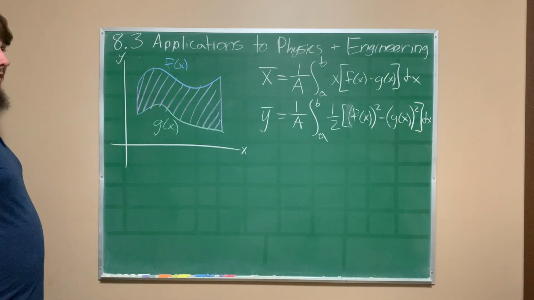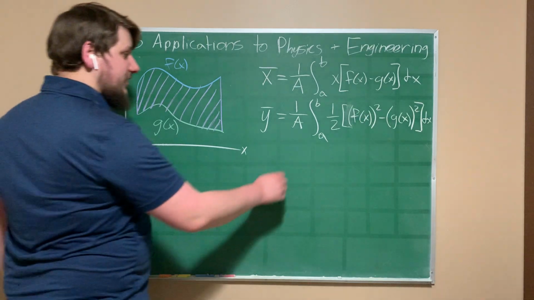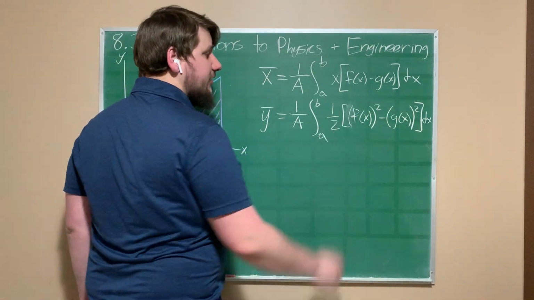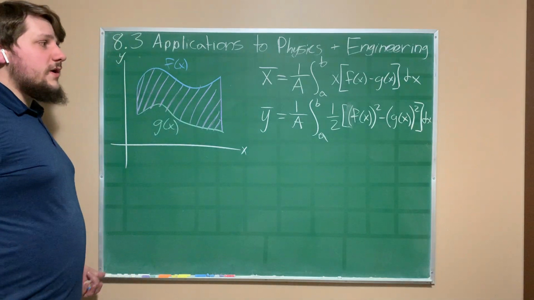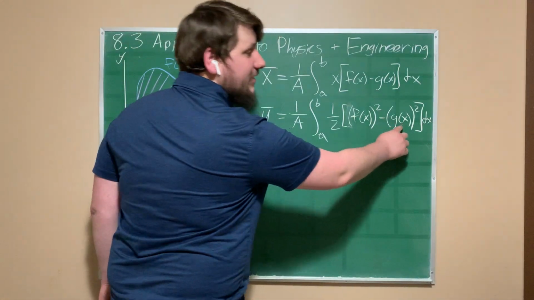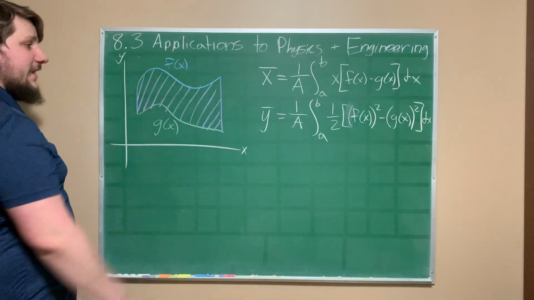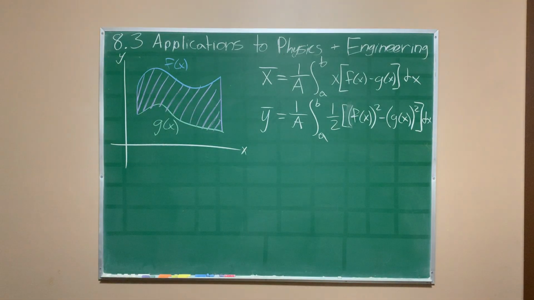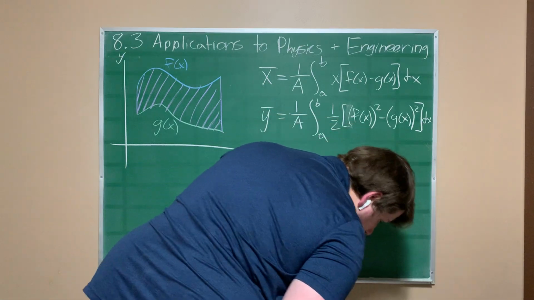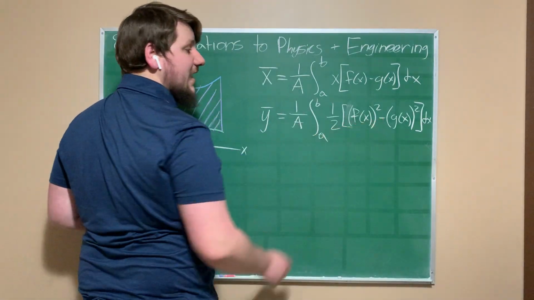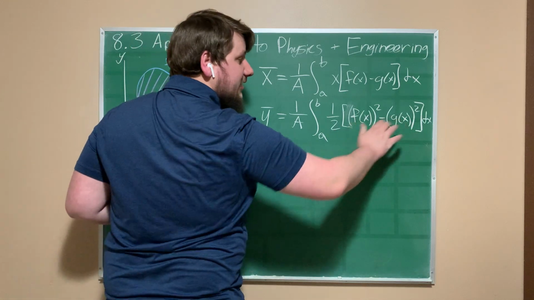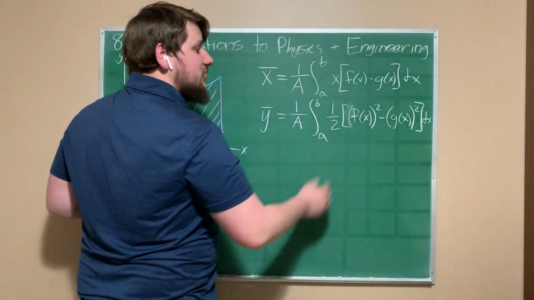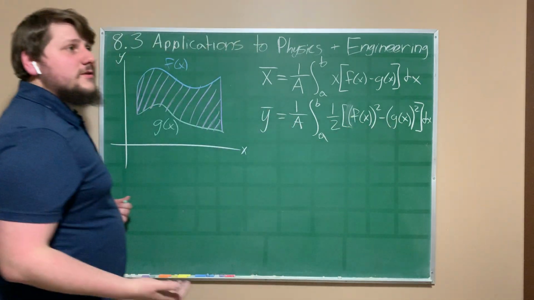Then for y bar, again, very similar to the original formula, normally we would have just had the integral of 1/2 times f of x, the quantity squared, but now we also have to subtract g of x, the quantity squared. So again, upper minus lower there. And it's important when we think about this formula that we remember that the squaring comes first before the subtraction. So we're not subtracting the functions and then squaring, we are actually squaring first and then subtracting.